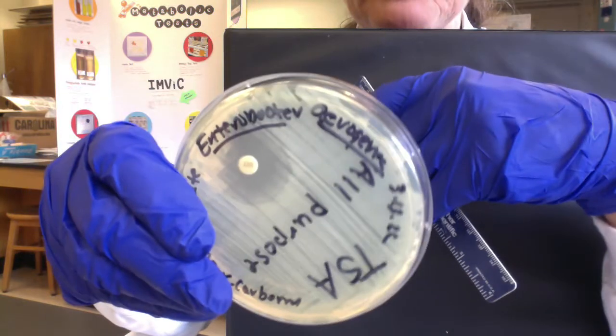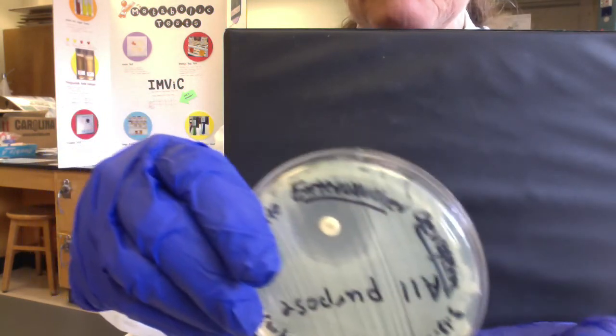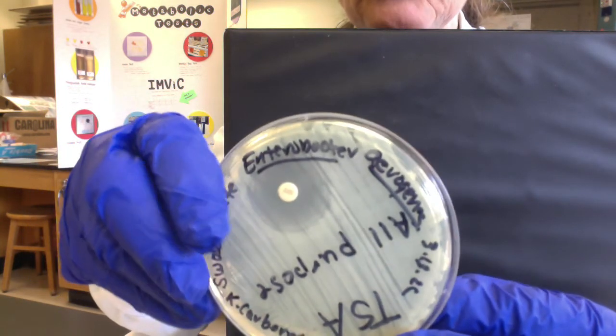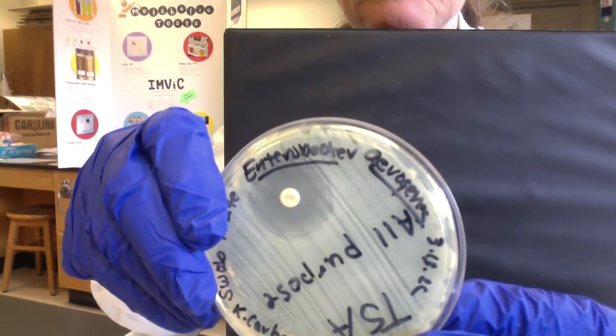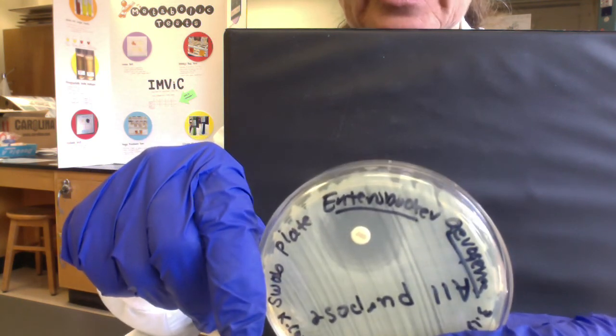Again, we swab the plate with a swab in three directions to get confluent growth, and then we set our discs. In part one of Chapter 14, we'll be using discs soaked in different antiseptics and disinfectants to see which is most effective against different bacteria. And then in part two, we'll be doing the Kirby-Bauer antibiotic sensitivity test.